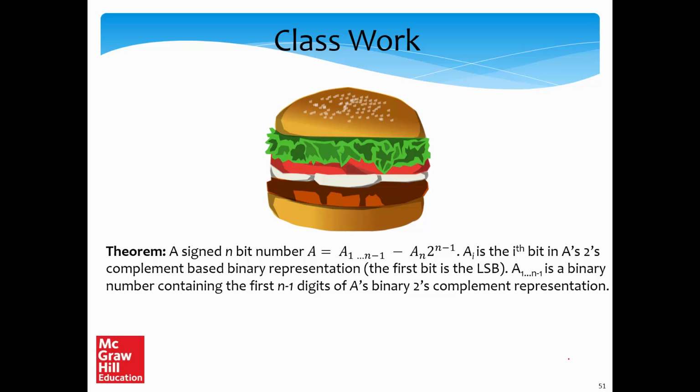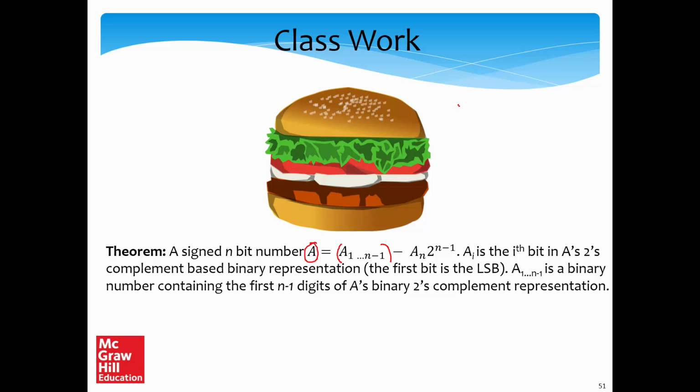So let us consider a signed n-bit number A. Let's first consider a number which is made by the first n minus 1 bits. What we want to say is that the number A is equal to the number made by the first n minus 1 bits minus the MSB multiplied with 2 to the power n minus 1. Here A_i is the ith bit in A's 2's complement binary representation, where the first bit is the LSB, and A_1 to n-1 is a binary number containing the first n minus 1 digits of A's 2's complement representation. That's a lot of text. Let's consider an example, it will become crystal clear.